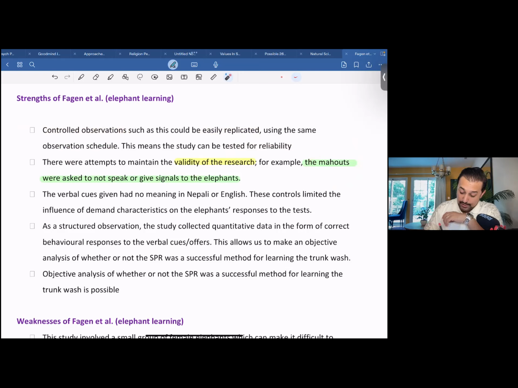So to attempt to maintain the validity of the research, the mahouts were given clear instructions not to speak or give any sort of signals to the elephants while data was being collected or while they were being trained, right? Now, how is this an advantage?